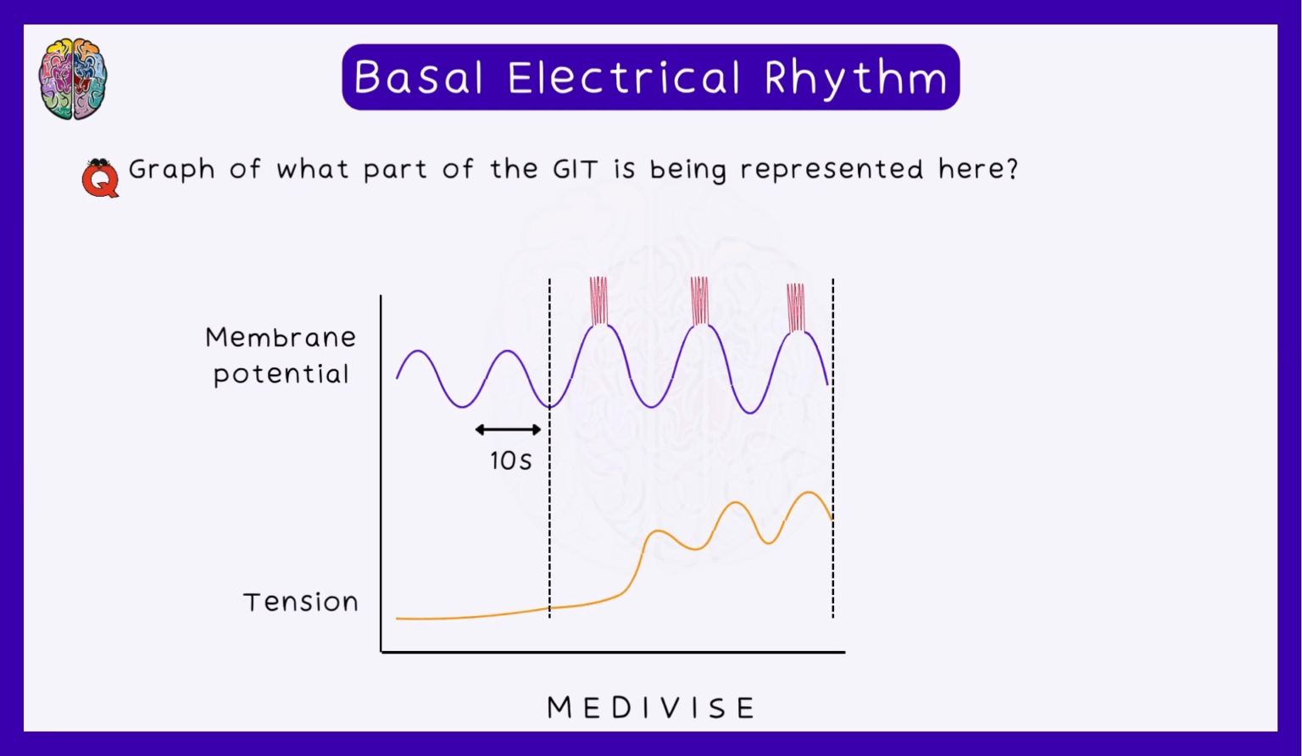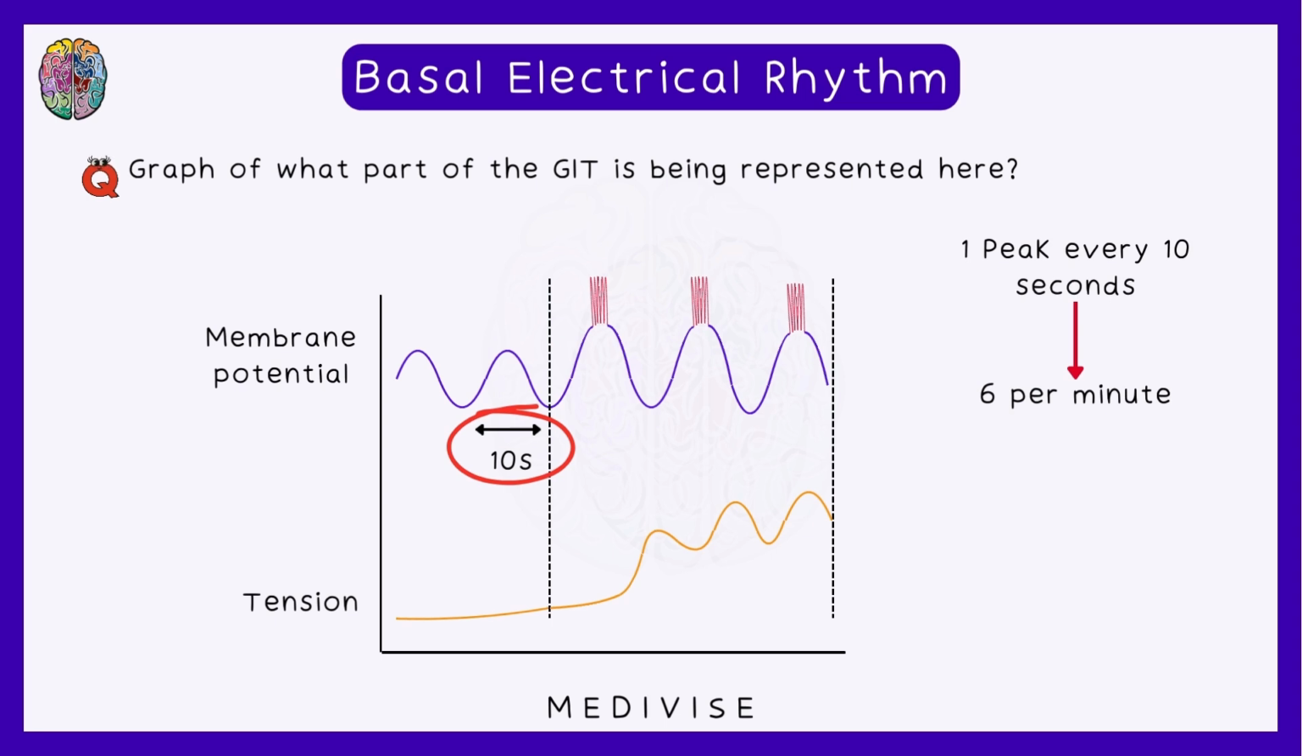Now, this question is a little tricky but also very interesting. So, this is almost the same graph as we saw previously, but there is one small change. Here, they also have given the time duration of one small wave or basal electrical rhythm. So, here you can see that one BER is of 10 seconds. What does this mean? This means that one peak is occurring every 10 seconds, which means there will be 6 peaks in 60 seconds or in 1 minute.